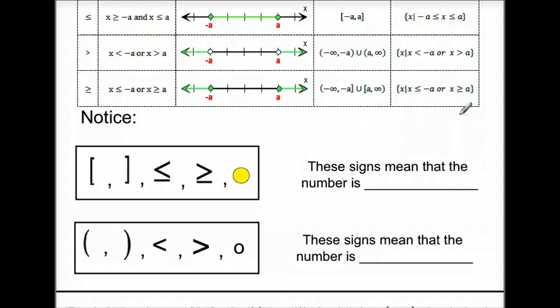One really important thing to notice: these brackets, the less than or equal to and greater than or equal to signs, and the shaded circle all mean that the number we're talking about is included. Whereas if you have parentheses, or just less than or greater than, or an open circle, it means the opposite. The number is not included.